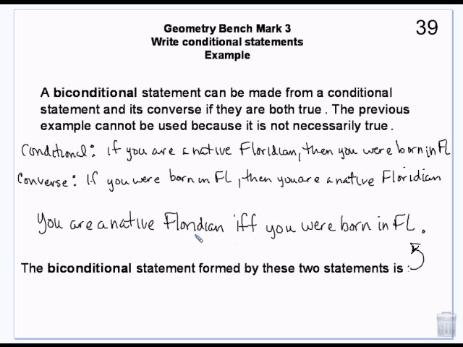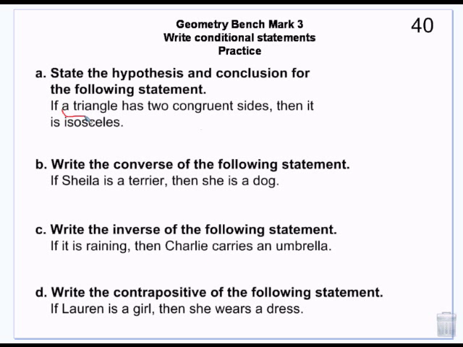And remember this part right here, you don't have to write out this long four sentences anymore. You can just write 3 letters. We're lazy. Okay, a triangle has 2 congruent sides. That's if, so that's the hypothesis. And then it is isosceles is the conclusion.